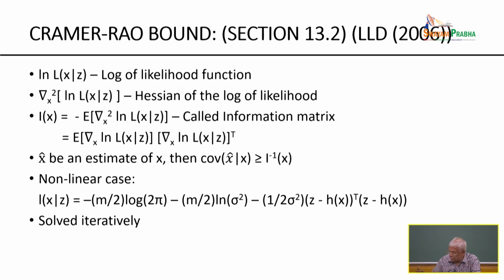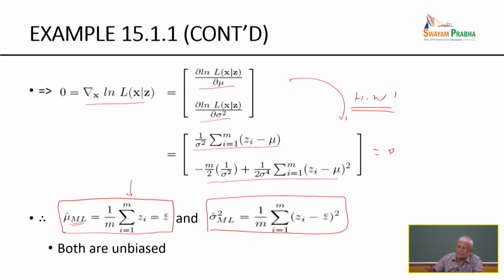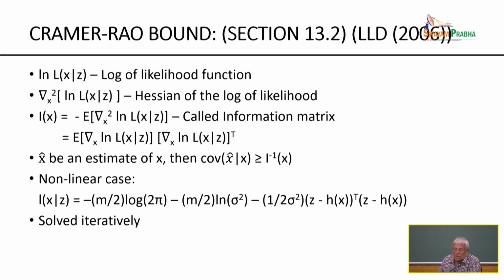Now hope you understand the basic idea of the maximum likelihood estimation technique. So these are both estimates of the unknown mean and the unknown variance coming out of the maximum likelihood estimation. I am doing this simultaneously for the two unknowns.